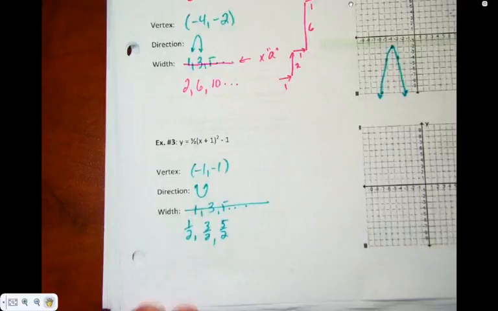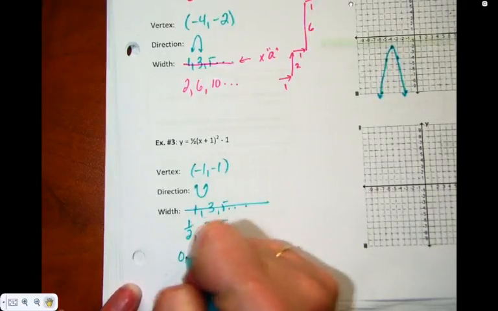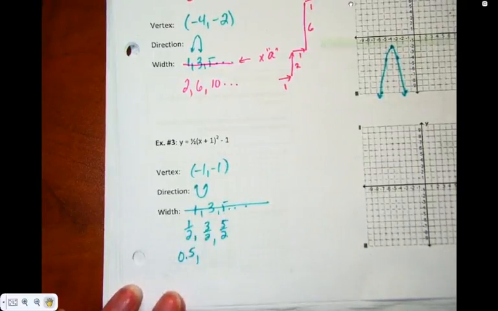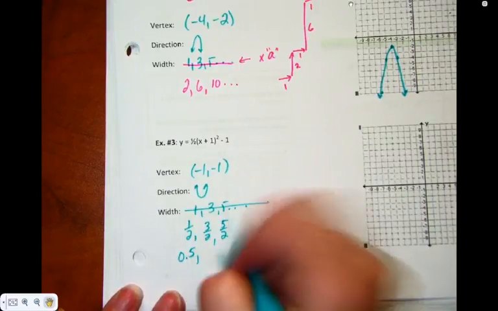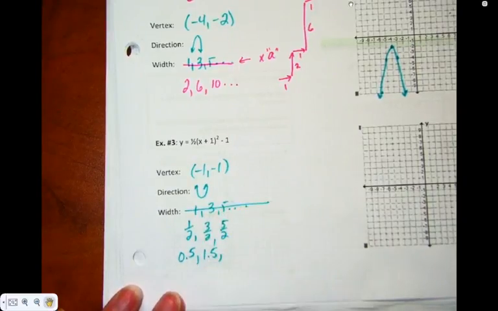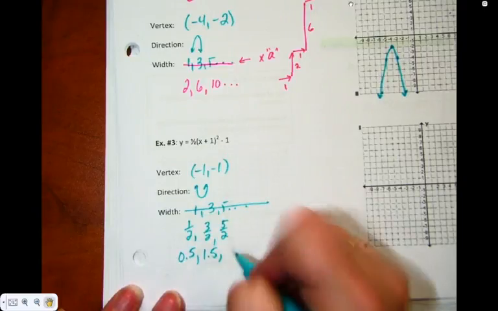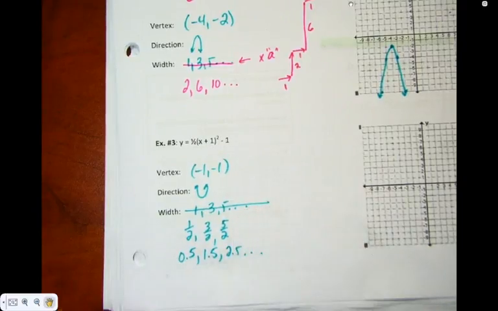If you're not into the fractions, you can show this in decimals. So I know that the first one is 0.5. What's the next fraction in decimal? 1.5. And what's the next fraction in decimal? 2.5, dot, dot, dot. So fraction, decimal, whatever your brain likes better in this one. Questions so far?